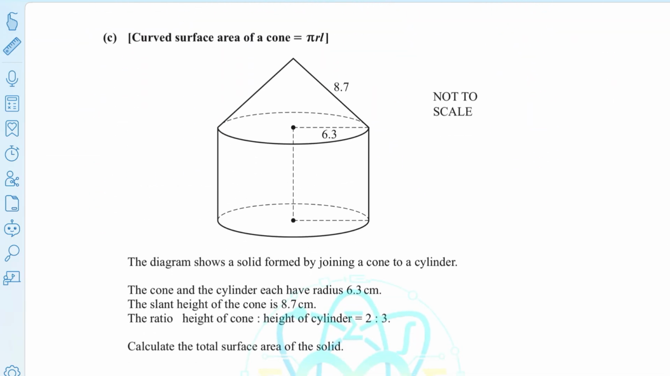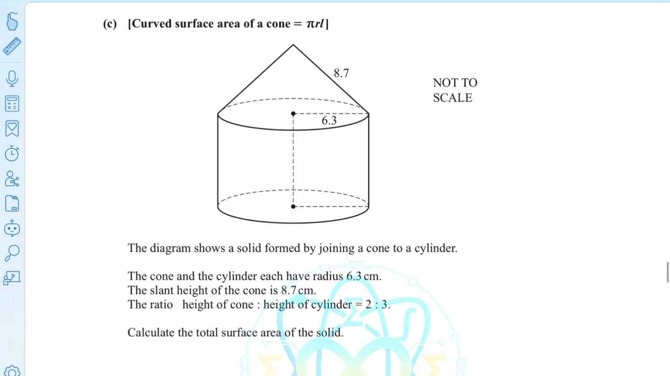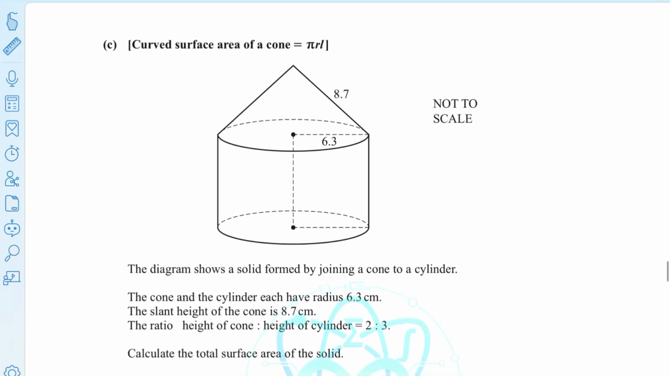This is a cone, you can see here, right? The diagram shows a solid formed by joining a cone to a cylinder. The cone and cylinder each have radius 6.3. You can see here. Slant height is given 8.7. The ratio of the height of the cone to the cylinder is given 2:3. Calculate the total surface area of the solid. Okay, try to understand this.